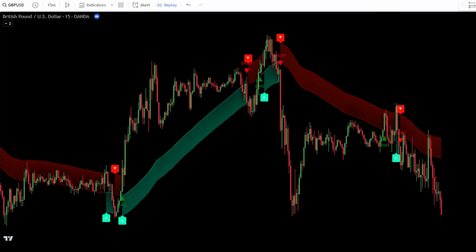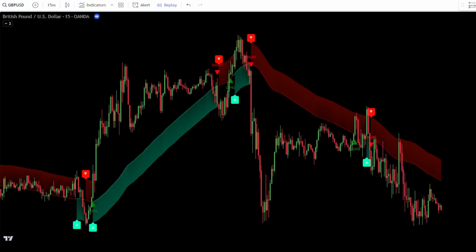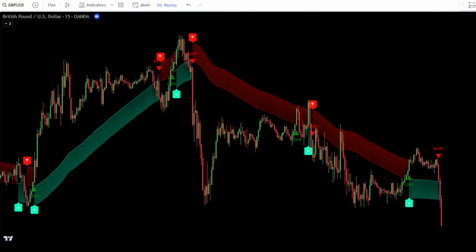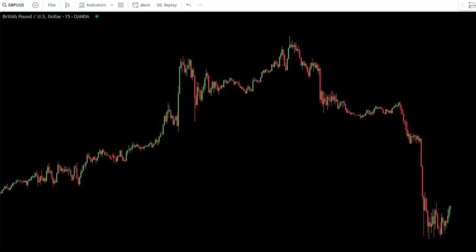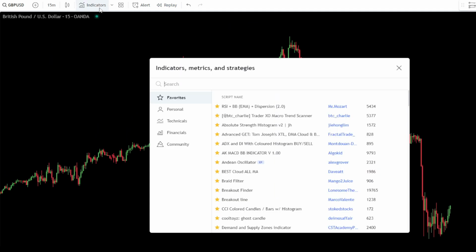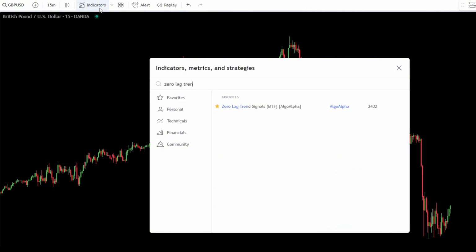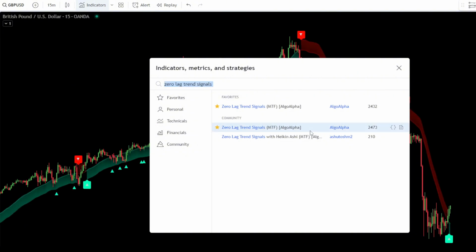Let's get started. To use this trading strategy, you can start by accessing TradingView. Then go to the Indicator Search tab. In the Indicator Search tab, type Zero Lag Trend Signal. Next, select the Zero Lag Trend Signal Indicator by Algo Alpha.